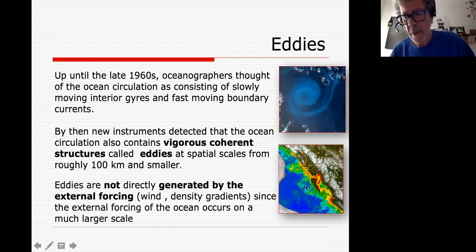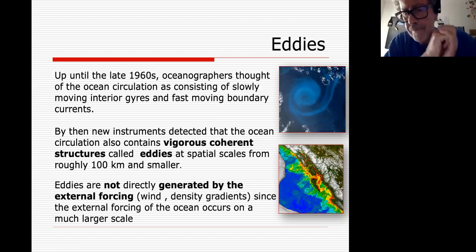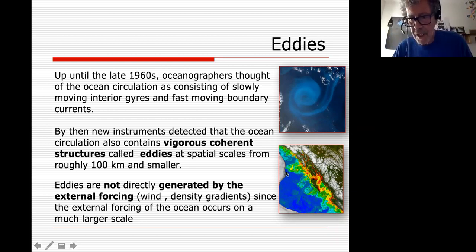And this front is quite irregular, and you have rings here, or sort of filaments, that are dynamically modifying the structure of the coastal boundary current.